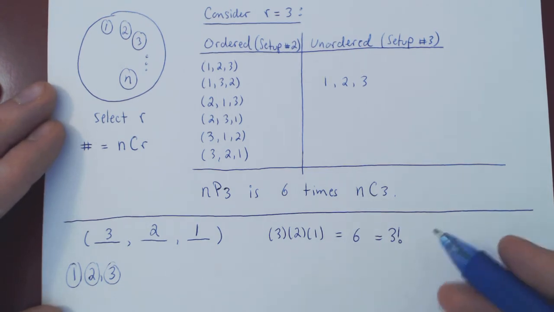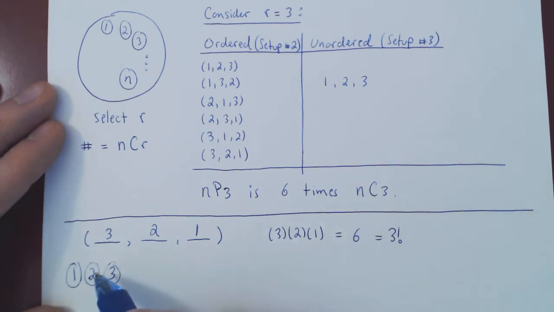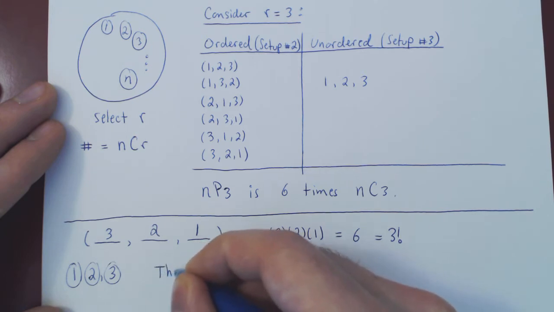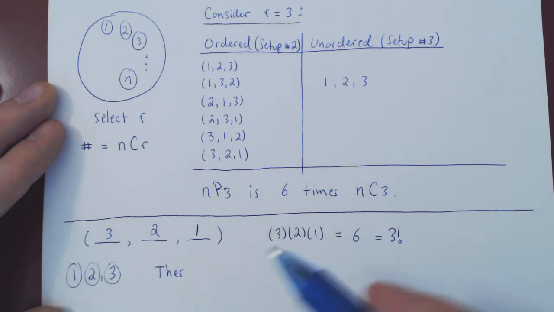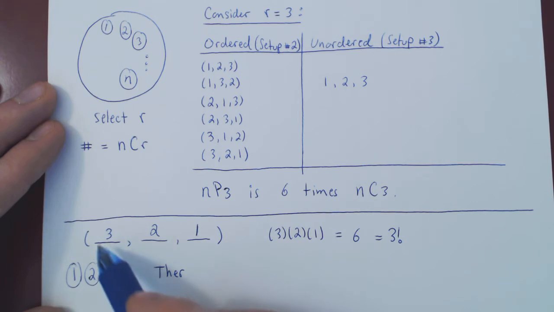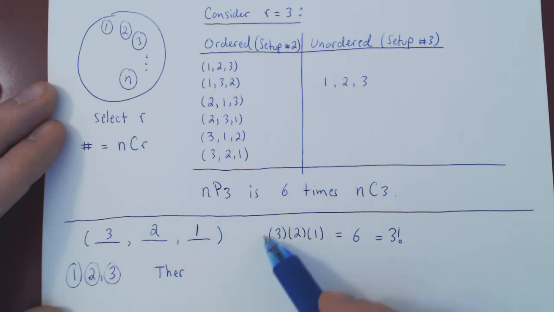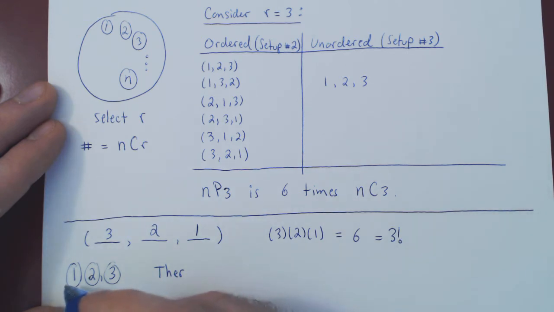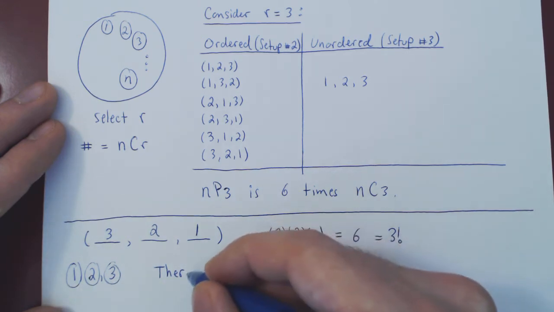So in general, or at least I should say in this case, there are 3 factorial ways to rearrange the 3 elements. And so in general, the argument would be the same if you had 4 balls. You'd have 4 options for the first, then 3 for the second, then 2 for the third, then 1 for the fourth. So in general, there are r factorial ways of rearranging r elements.